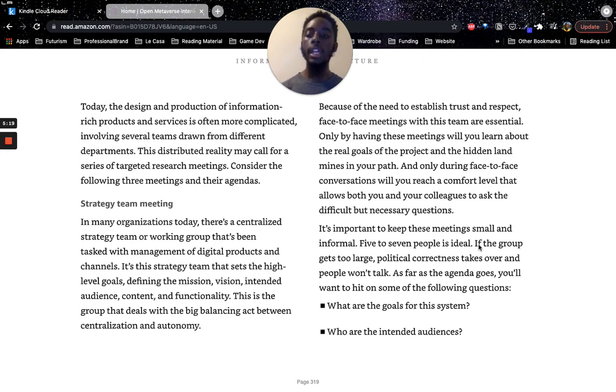Strategy team meeting. In many organizations today, there's a centralized strategy team or working group that's been tasked with management of digital products and channels. It is this strategy team that sets the high-level goals, defining the mission, vision, intended audience, content, and functionality. This is the group that deals with the big balancing act between centralization and autonomy.